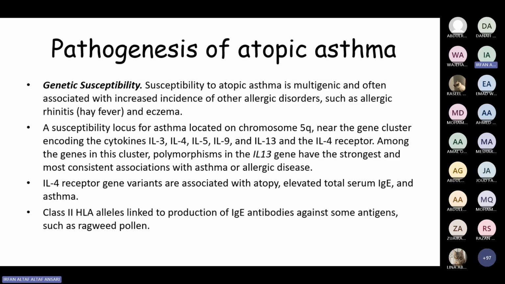The only thing you have to remember is that the IL-13 gene has the strongest association with asthma and allergic disease, and IL-4 receptor is related to serum IgE. These are the two important points you will find in this slide. And genetic susceptibility, we have already told initially also. Whenever you see atopic asthma, there is always a genetic susceptibility. Is there any question?